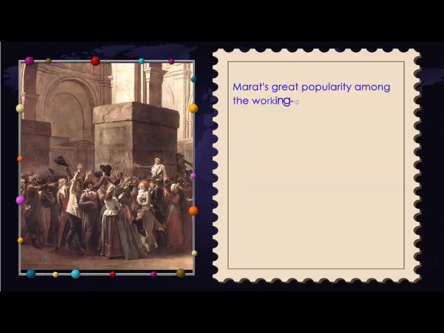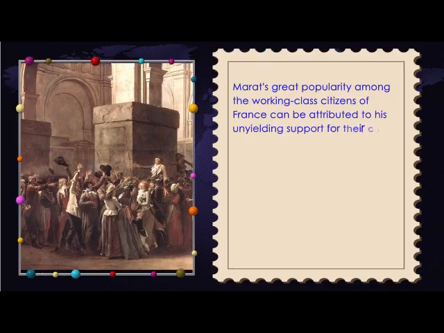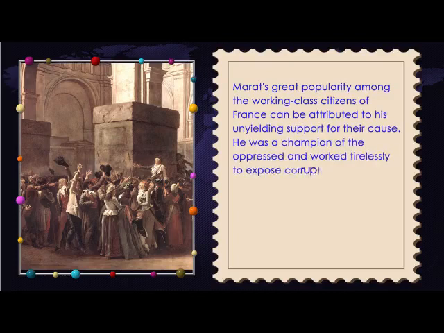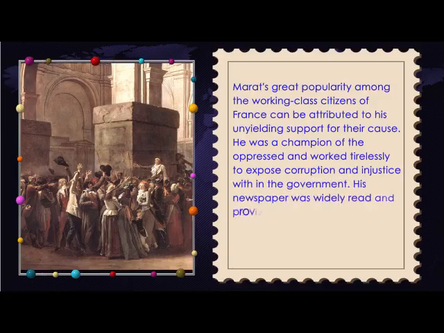Marat's great popularity among the working class citizens of France can be attributed to his unyielding support for their cause. He was a champion of the oppressed and worked tirelessly to expose corruption and injustice within the government. His newspaper was widely read and provided a platform for the voiceless to express their grievances.